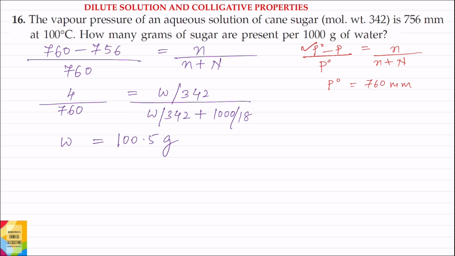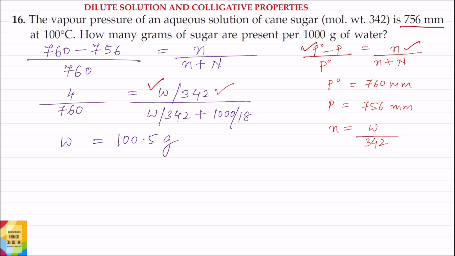Now vapor pressure of the solution. Vapor pressure of the solution is given in the question as 756 millimeter. So P will be equal to 756 millimeter. Now small n denotes the moles of solute. Now moles of solute will be weight of solute. Weight of solute is not given in the question. They have asked for the weight of solute. So let it be W, and moles of solute will be weight of solute divided by molecular weight of solute, that is 342 grams per mole. So value of n is equal to W divided by 342.